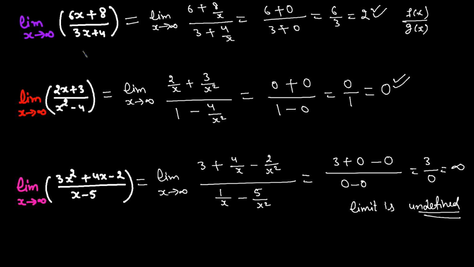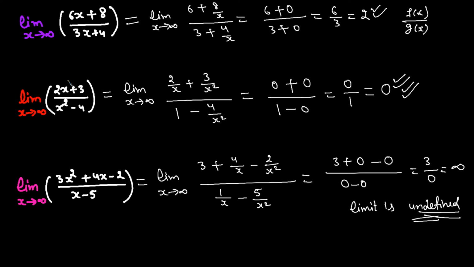All right, so what did we learn in these three examples? If the degree of the numerator is greater than the degree of the denominator, which is the case over here, then the limit of the function as x approaches positive or negative infinity is undefined. And if the degree of the numerator is smaller than the degree of the denominator, as in this case, then as x approaches plus or minus infinity, the limit of this function is always equal to 0.